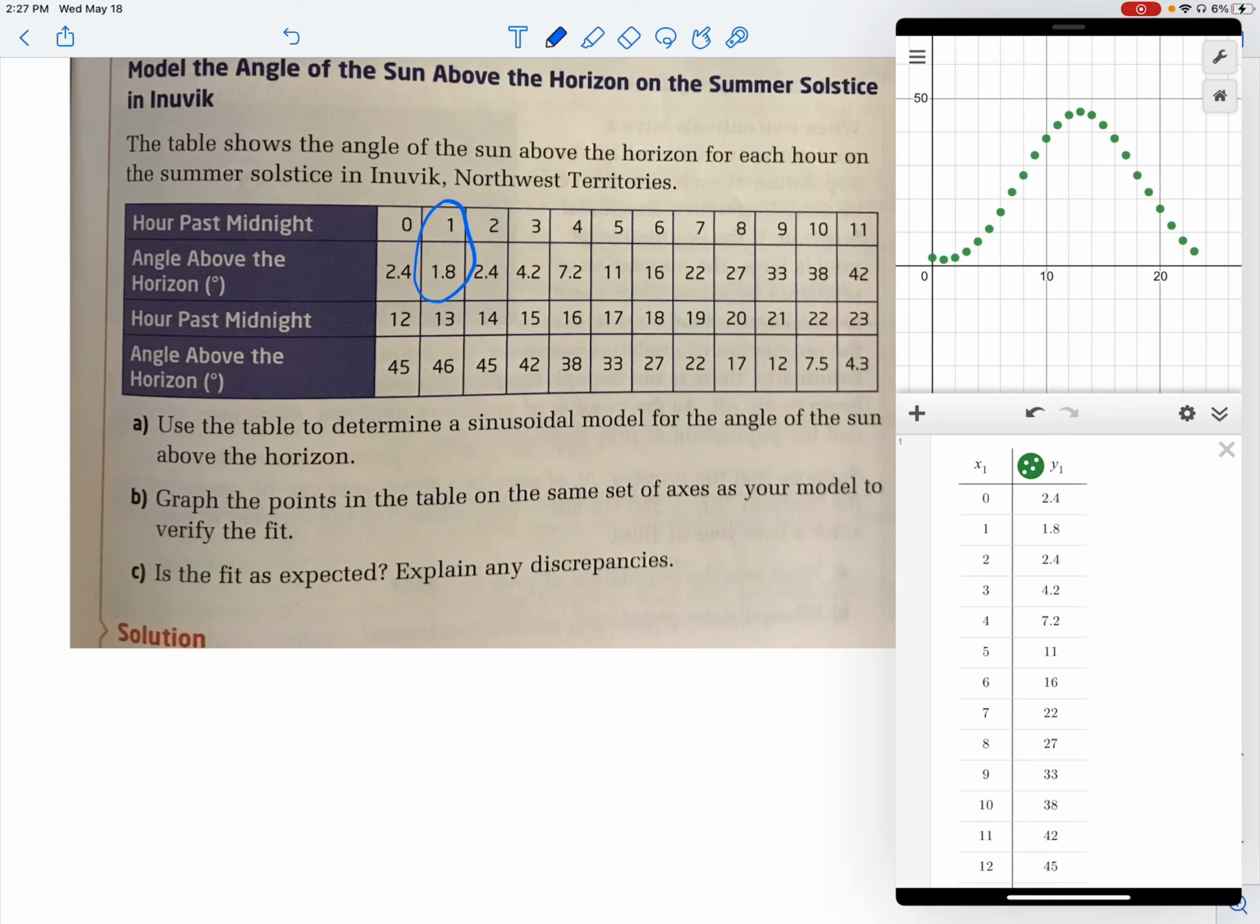The minimum happens at hour 1, and the maximum, I see 46. I think that's the maximum. That's actually right here. Makes sense. This is hour 1 and this is hour 13. So it's exactly 12 hours apart to go from max to min. So it looks like we'll probably have a period of a full 24 hours.